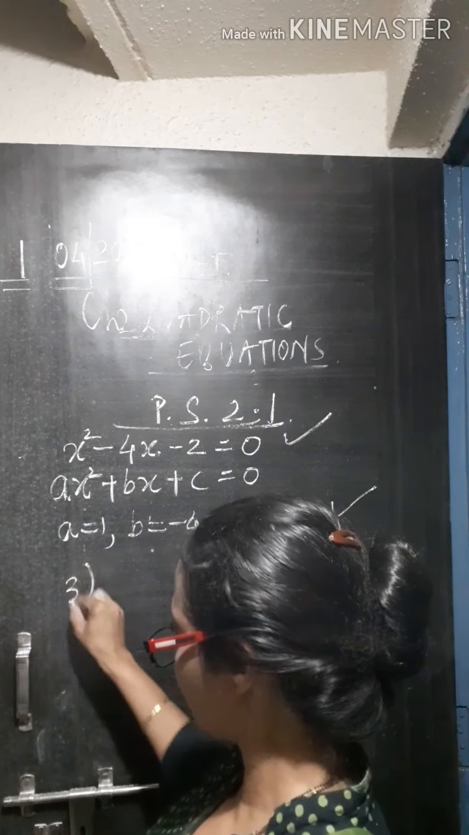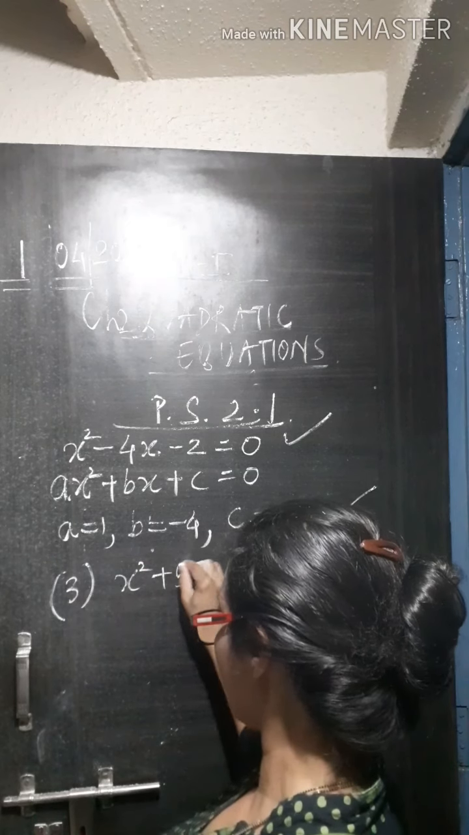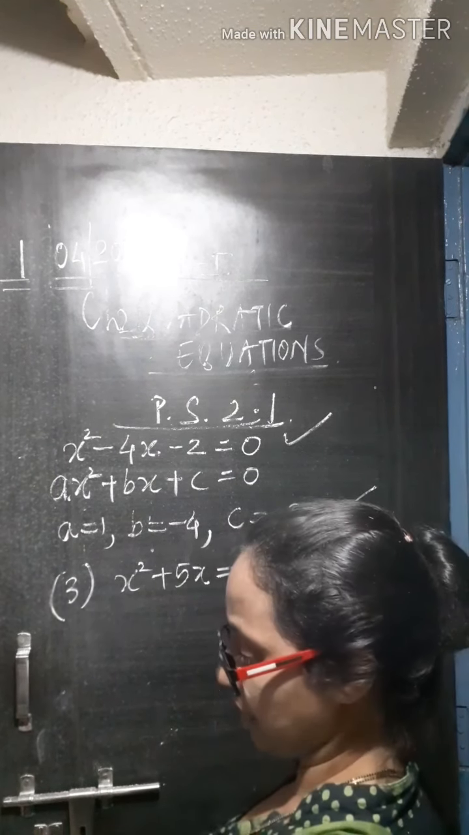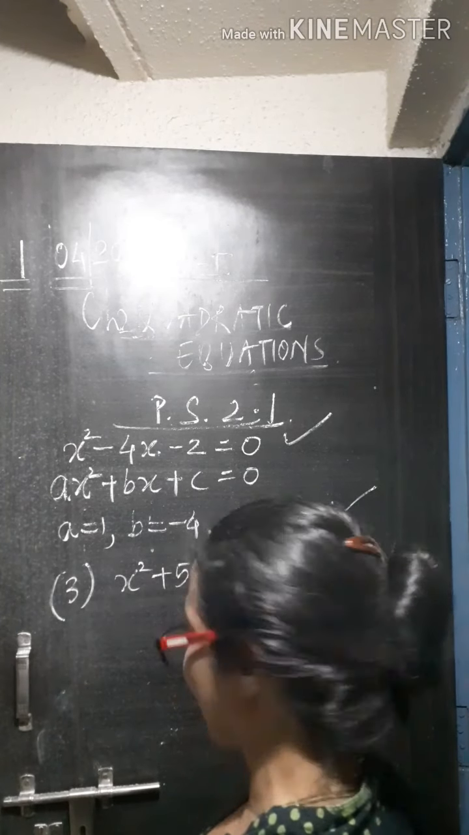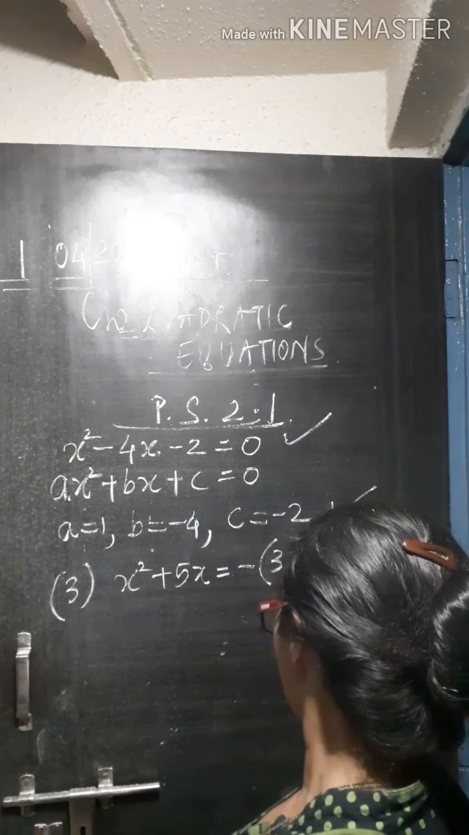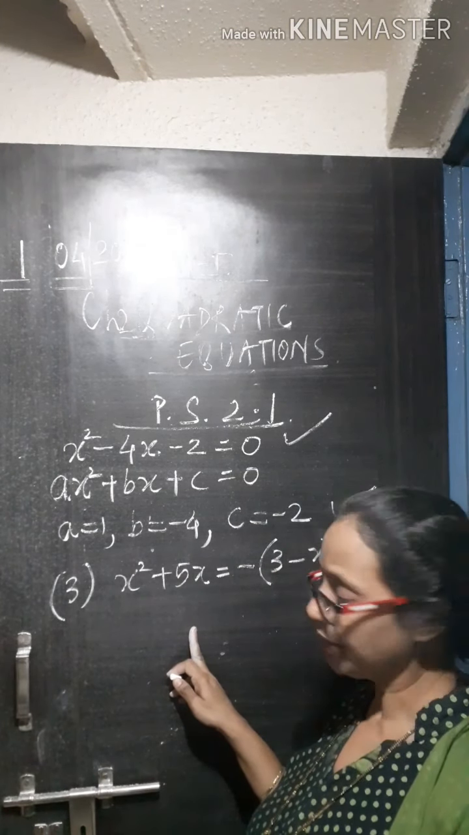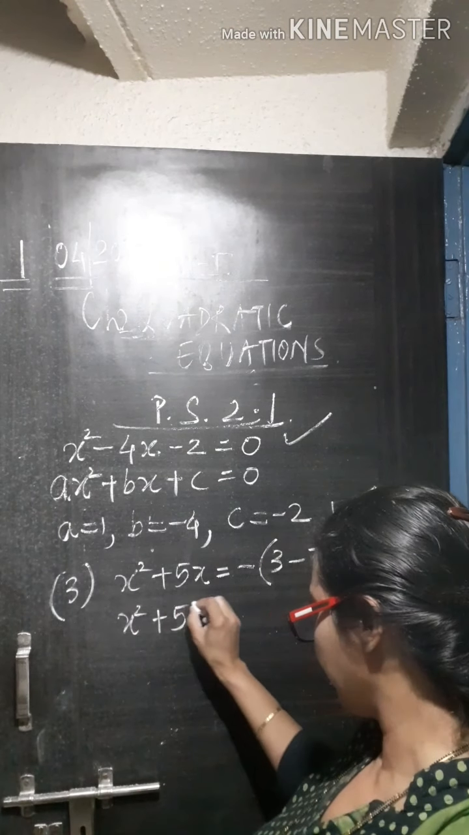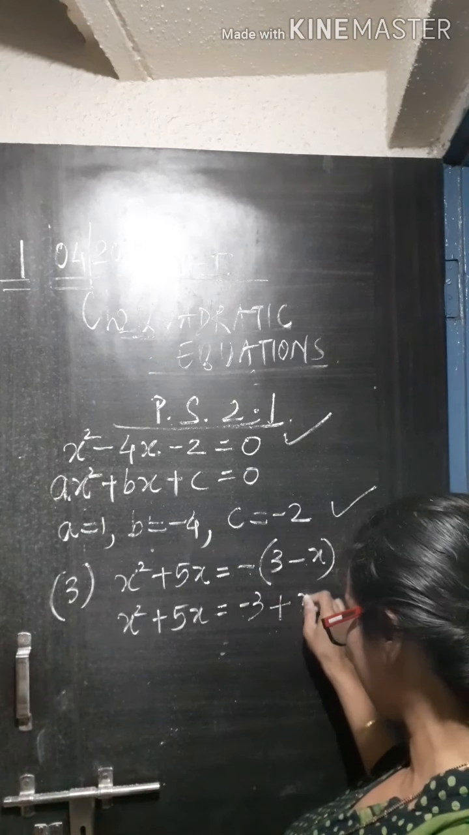Just solve the third question. What's the third question? x² + 5x = −(3 − x). Now if I again open the bracket, what will I get? x² + 5x = −3 − (−x), which is −3 + x.